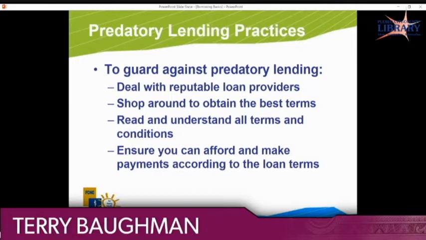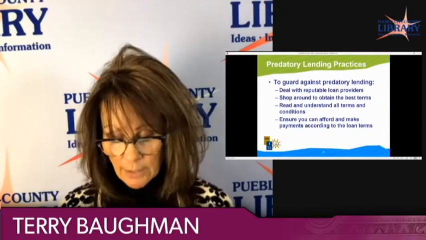Read and understand all the terms and conditions. All that fine print in those contracts is really there for a reason, and you should be paying attention to it and making sure you understand it. Many times I have seen a lender just slide the papers across the desk and say, "Hey, just go ahead and sign right here." Never ever do that. You need to make sure that you understand what you're signing. So read and understand the conditions and the terms, and again, make sure that you can afford to make those payments according to the loan terms that lender has given you.